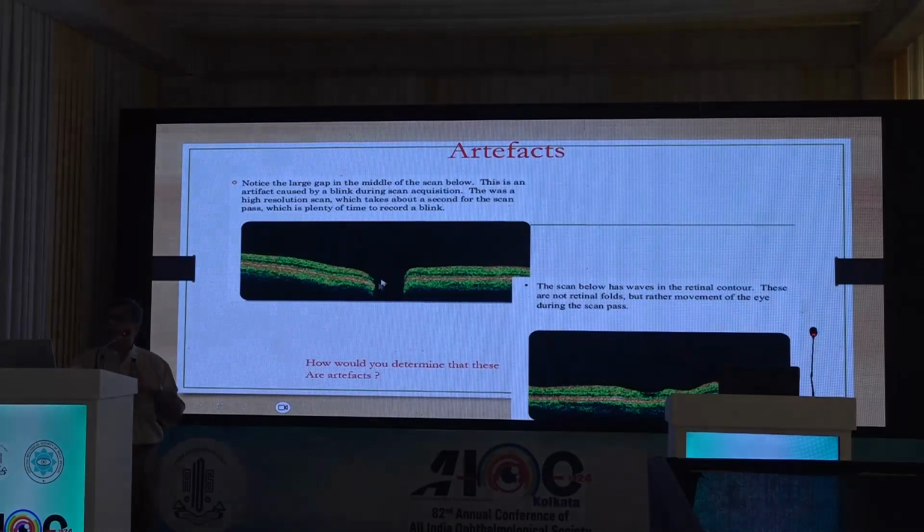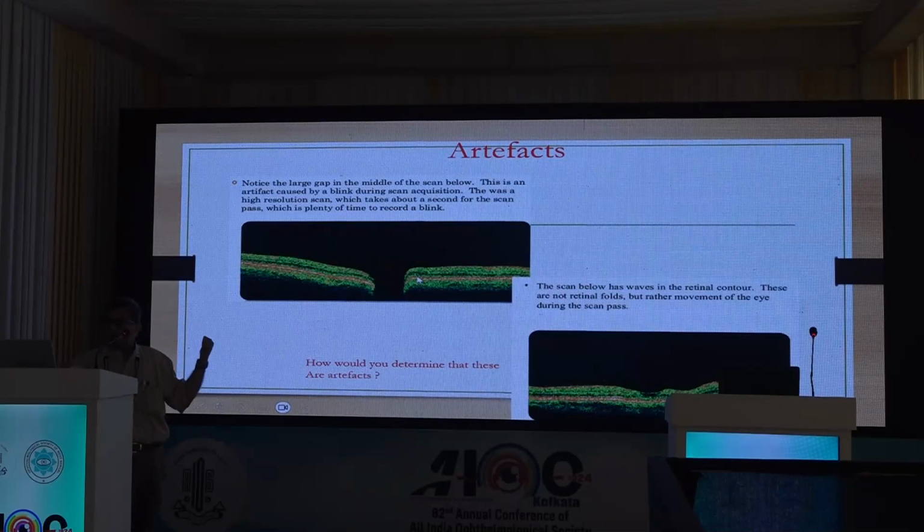This is an area where, because of a blink, a particular area is not seen. Now, if this was the area where you suspect your lesion, you have to repeat the scan. This is not acceptable. When you see these kind of undulations, and they are at every level, from the inner to the outer, these are again because of movement of the eye.